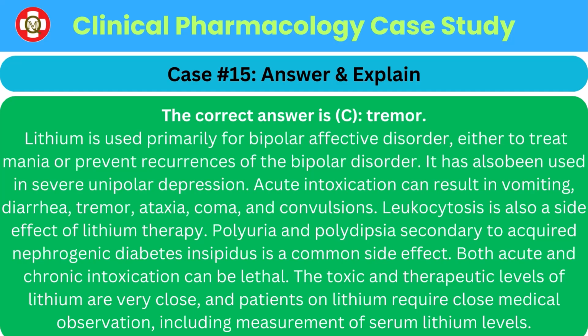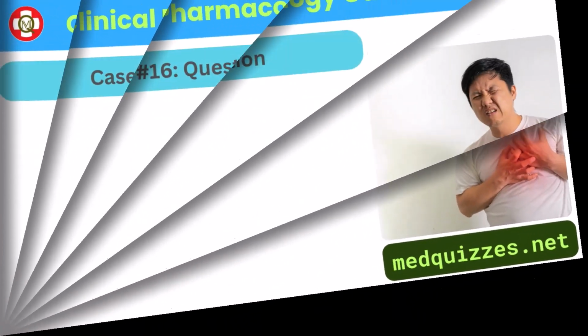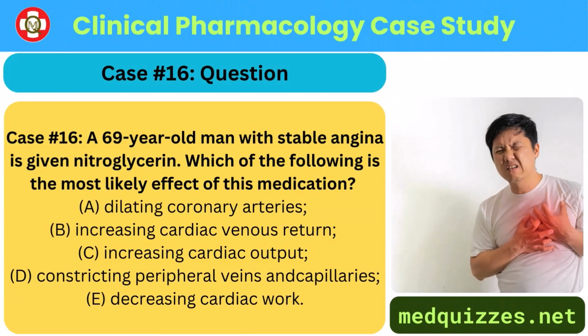Polyuria and polydipsia secondary to acquired nephrogenic diabetes insipidus is a common side effect. Both acute and chronic intoxication can be lethal. The toxic and therapeutic levels of lithium are very close, and patients on lithium require close medical observation, including measurement of serum lithium levels. Case number 16, a 69-year-old man with stable angina is given nitroglycerin.